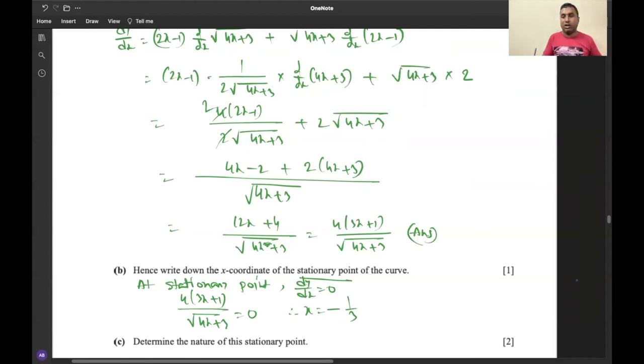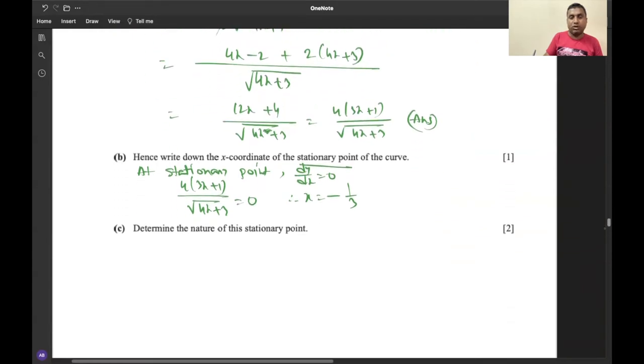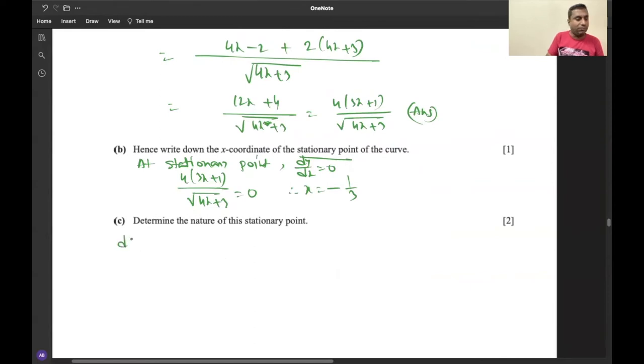Now it is given to determine the nature of the stationary point. That means we need to do double differentiation. So we can write here second derivatives, we need to find out second derivatives. Or I think it will be easier if I put the values x less than minus 1 by 3. If we check, I think it will be better if we use second derivatives, though it is lengthy.